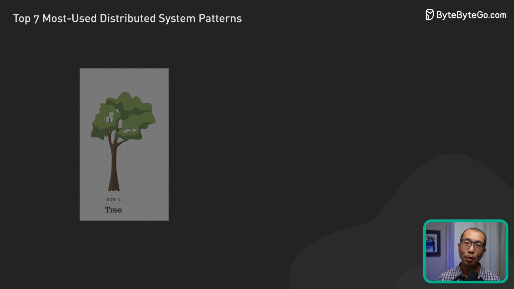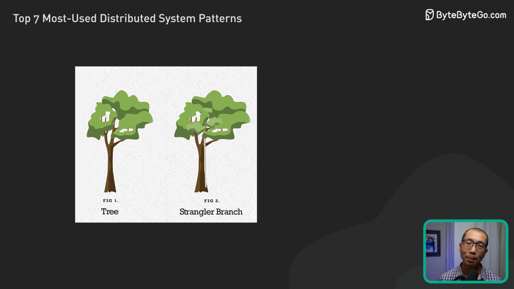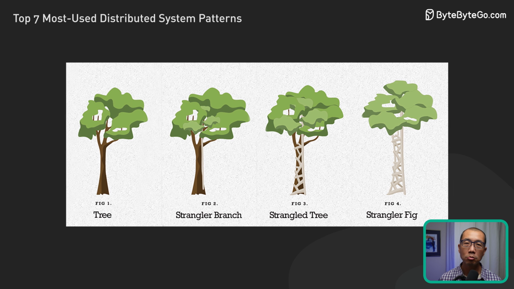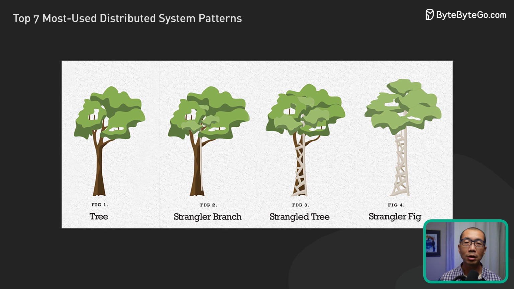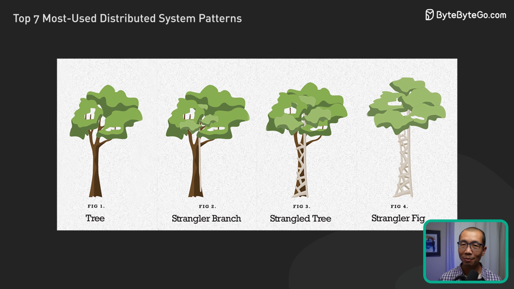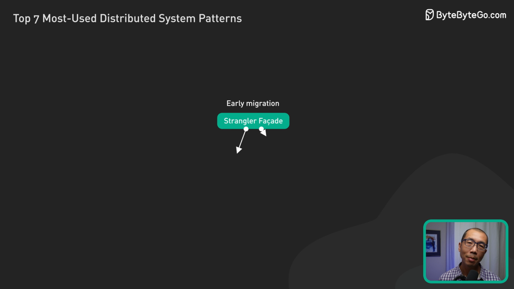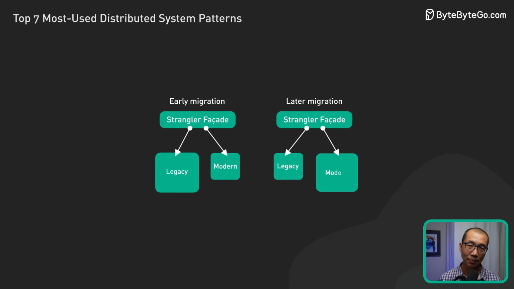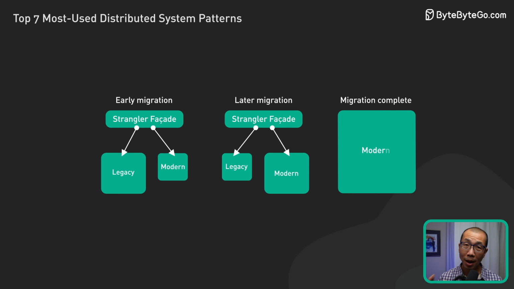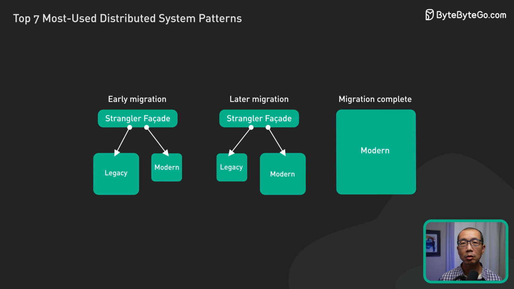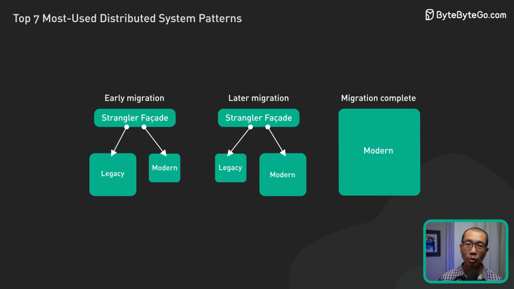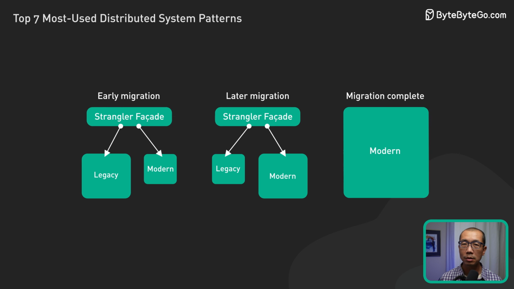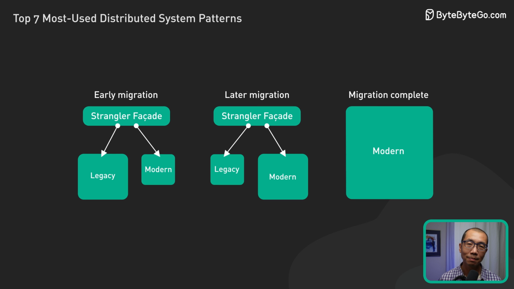Now here's a bonus pattern, the strangler fig pattern. This pattern is inspired by the strangler fig tree, which grows around other trees and eventually replaces them. In software, the strangler fig pattern is a method for gradually replacing legacy systems with new implementations. Instead of performing a risky Big Bang migration, we can incrementally replace parts of the old system with new components. This approach can help us manage the risk and complexities associated with system migrations.